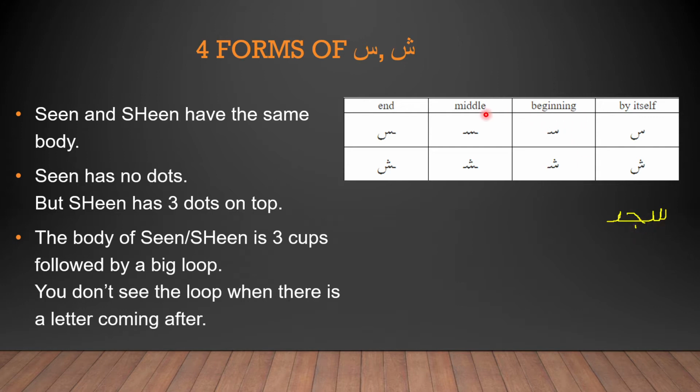of a word. At the middle, Seen has the same form as the beginning, but it has another extension here because it's connecting with the letter before it. So this can be seen in the example fasada. In the example fasada, we can see that there is Fa and then Seen and then Dal. So there is Seen here, these 3 bumps are Seen, and then there is another letter here.